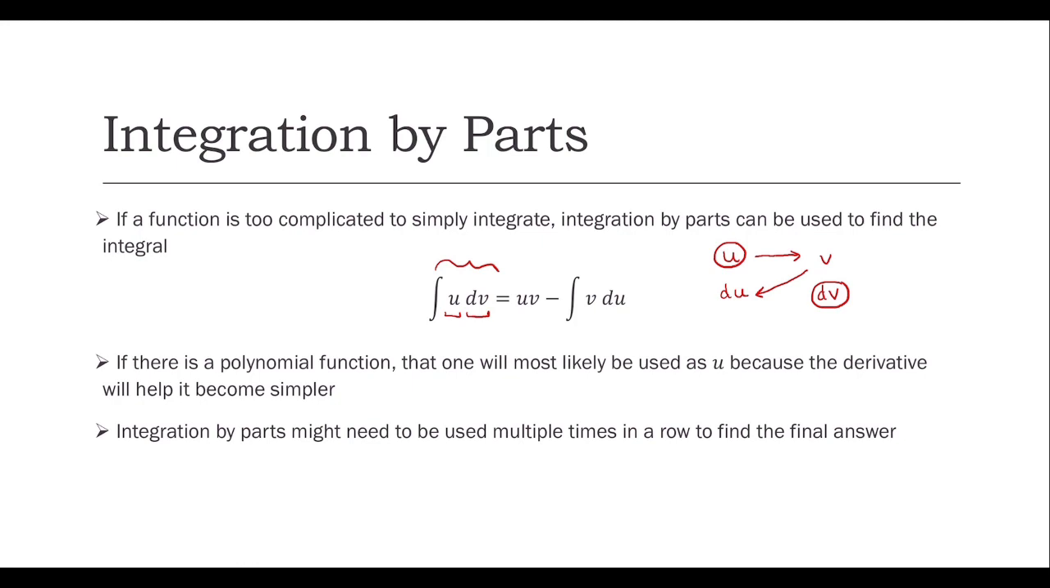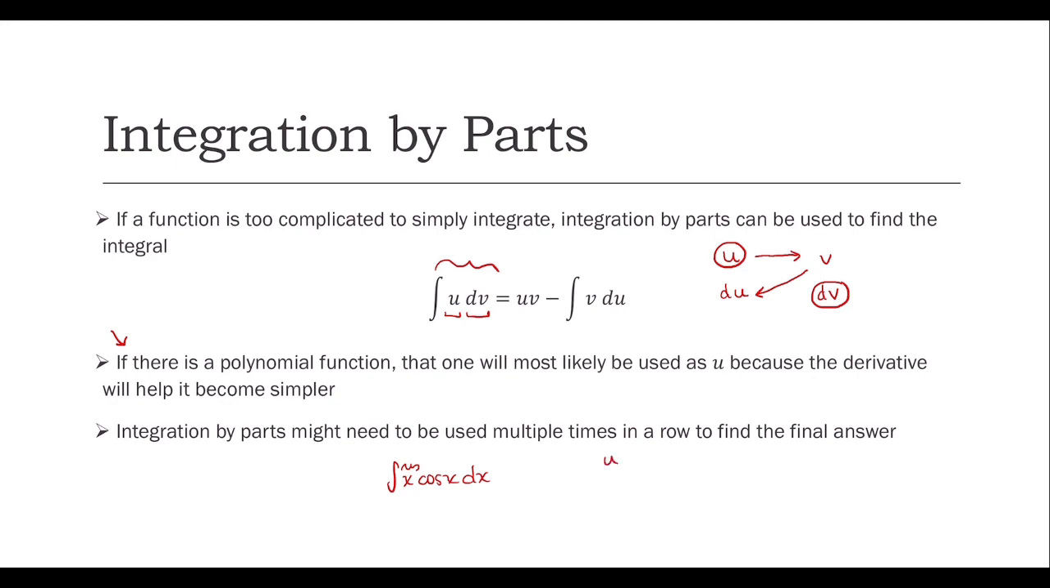So if you had a function like the integral of x cosine of x dx, we could use integration by parts for this one. So if there's a polynomial function, that one will most likely be used as u because the derivative will help it become smaller. So if you have an x cubed, x squared, or even just a regular x value, that would be the best one to use. So we'll use this as u.